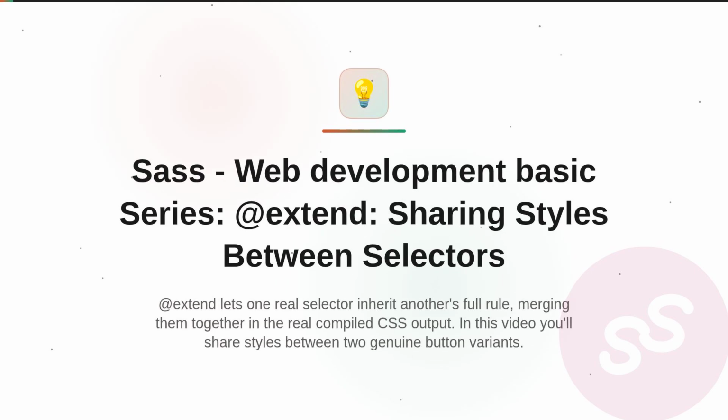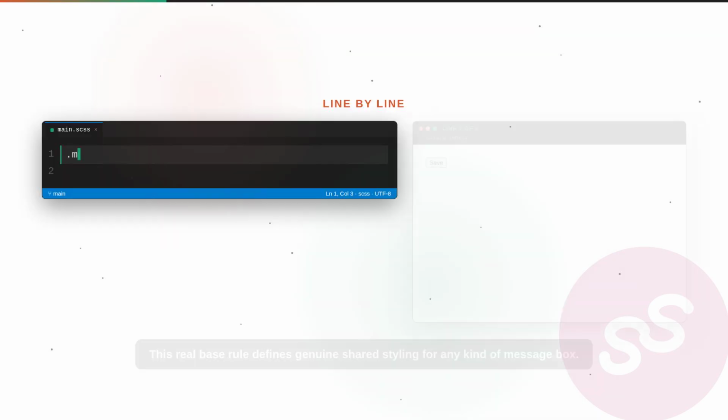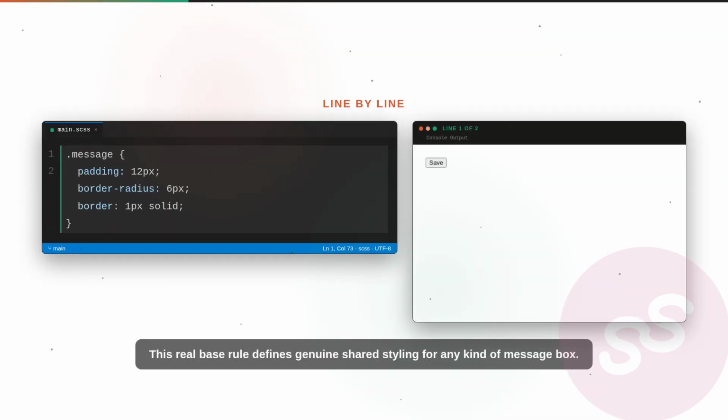@extend lets one real selector inherit another's full rule, merging them together in the real compiled CSS output. In this video you'll share styles between two genuine button variants. This real base rule defines genuine shared styling for any kind of message box.